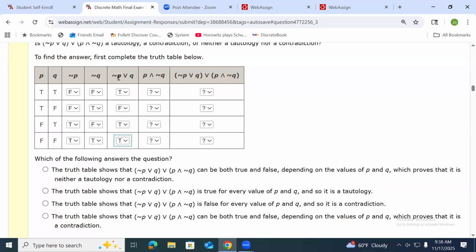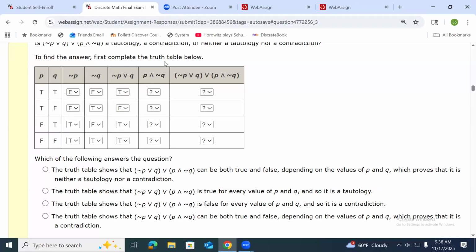True. Right. Because the only time an or is false is if both of the input values, which are these 2 letters right here, are both false. That only happens once in this row. So there's only one false in that or statement.